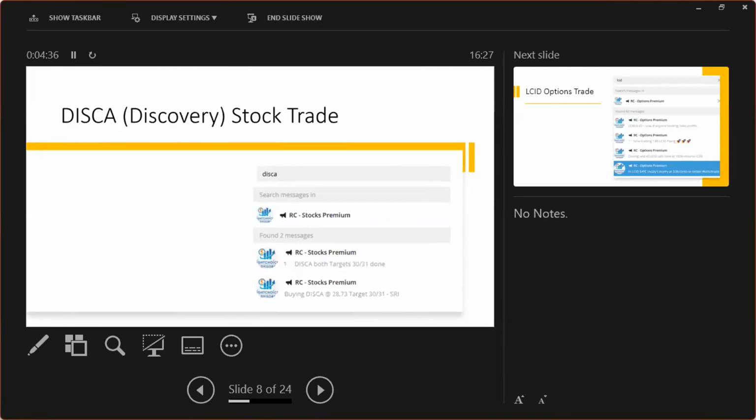First target 30, the second target is 31, right? And the target was met on the same day. Okay. So in case you're very busy during your office time, and you see the alert, and you just want to buy this trade at 28.73 and sell it at, let's say, 30. We'll keep it a short target and we execute this trade.